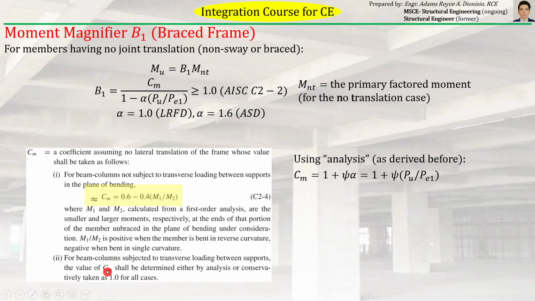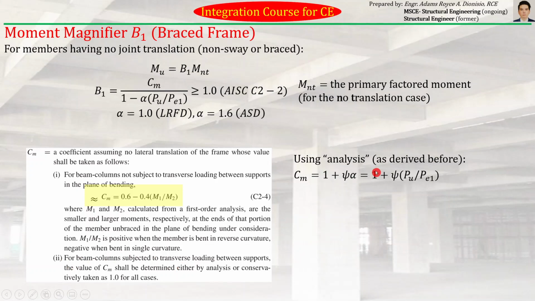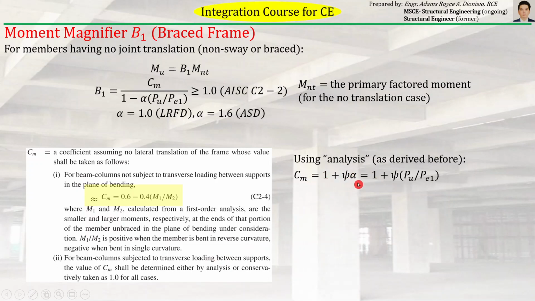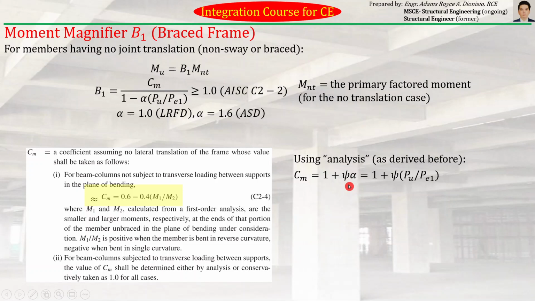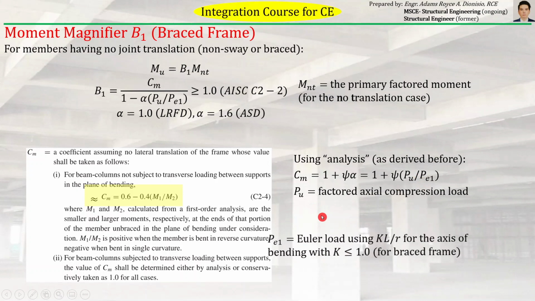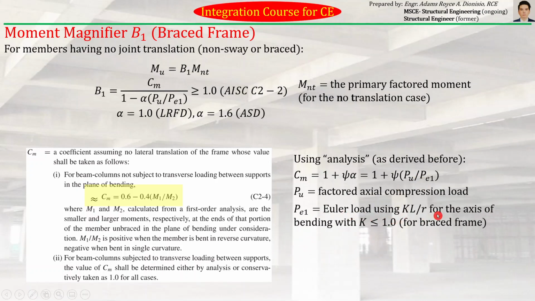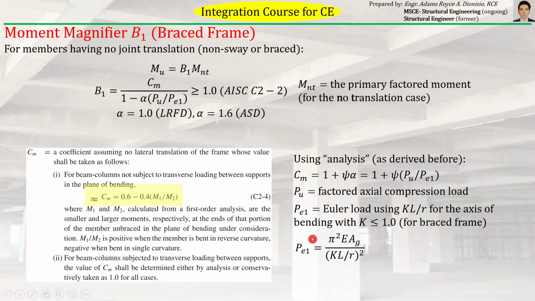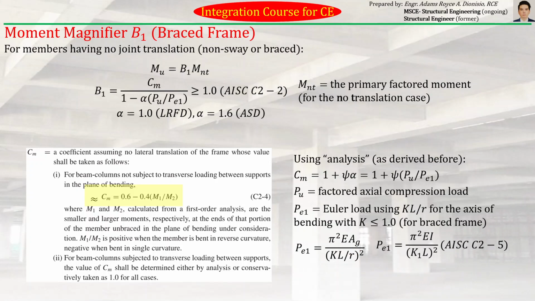So, if pasok ka dito sa letter or sa Roman numeral 2, yung member natin ay may transverse loading, you can use the values of Cm using this derived formulas using analysis, which is just equal to 1 plus psi alpha or 1 plus psi Pu minus Pu over Pe1, where yung Pu factor reduction compression load, Pe1 is the Euler load using KL over r for the axis of bending with K is less than or equal to 1.0 for braced frame, and then yung mismong value ng Pe1 is pi squared EAg over KL over r quantity squared or equal din sa pi squared EI over K1L times quantity squared, which can be found sa AISC C2-5.